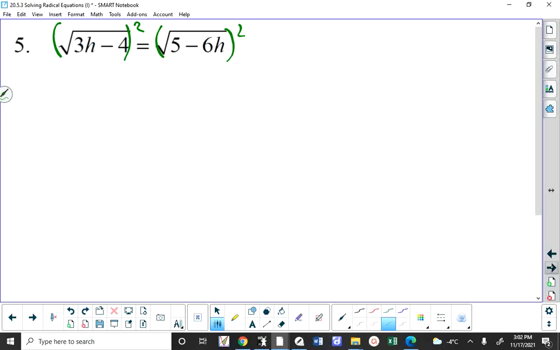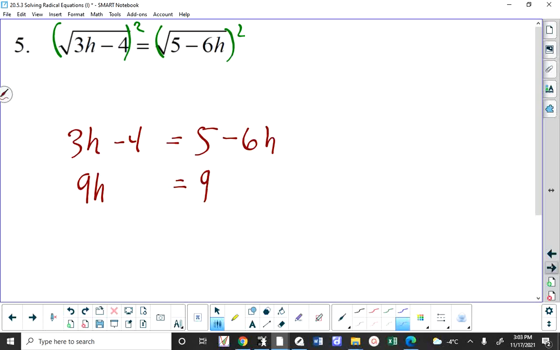Because if you square both sides, you simultaneously, in other words, at the same time, get rid of both radicals. So you're left with 3h minus 4 equals 5 minus 6h, and really you're left with a grade 8 or 9 equation to solve. I'm going to move all of my h's to the left-hand side to get a positive 9h. I'm going to add 4 to both sides to get 9. 9h equals 9 means I divide both sides by 9 and get h is equal to 1. And now all that remains is you have to put 1 in the left-hand side and 1 in the right-hand side and see if they're equal.